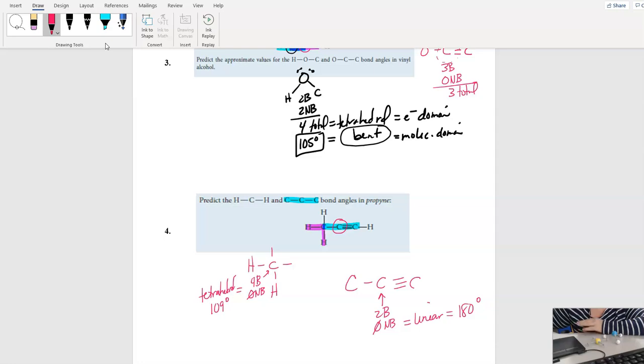And you're probably asking, well, linear for who? Electron domain or molecular geometry? And it's the same name for both.